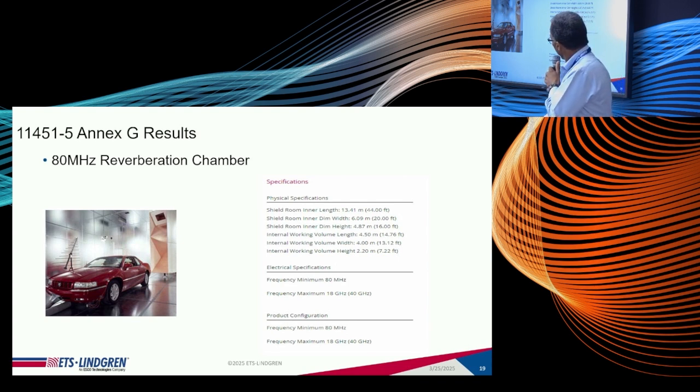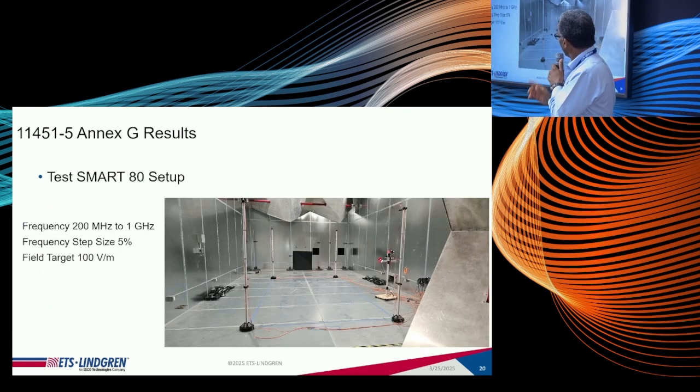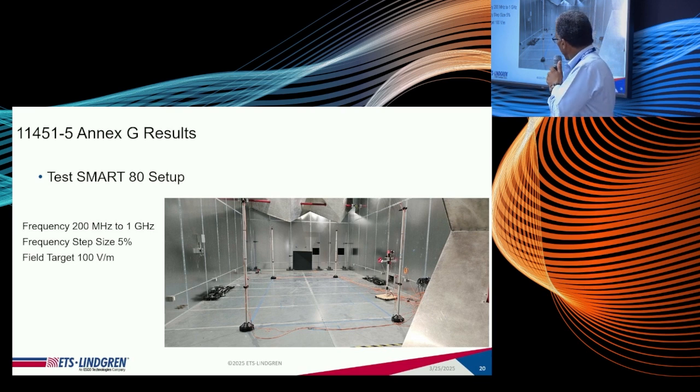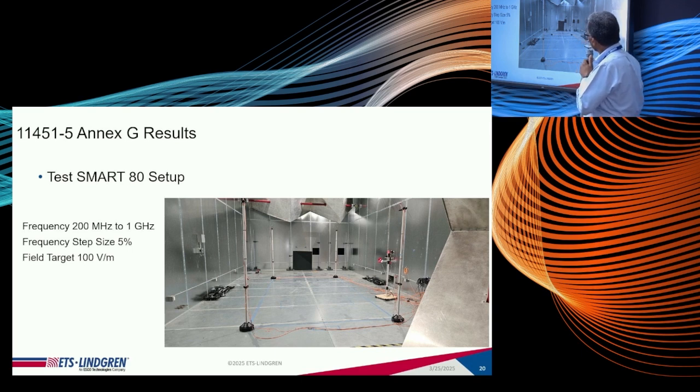So here's another set of results. This time it's in a larger chamber. This is an 80 megahertz chamber now, large enough for full vehicle testing. The frequency range is a little wider in this one. You can see the full chamber there. Again, we've got the 8 probes, the upper and lower 4 probe positions.